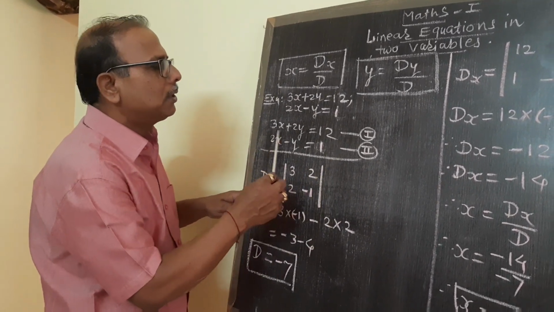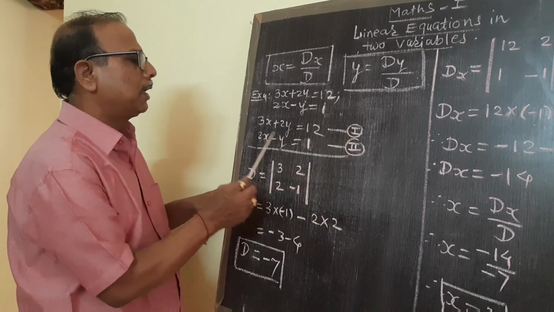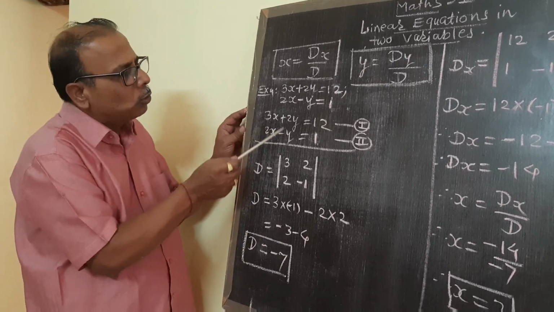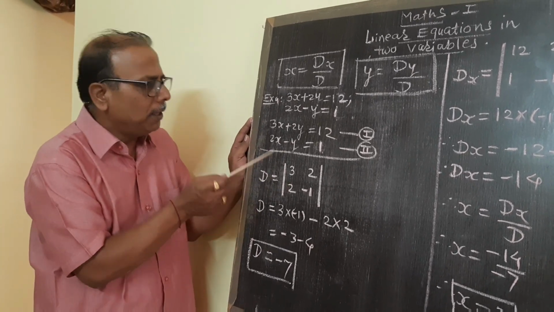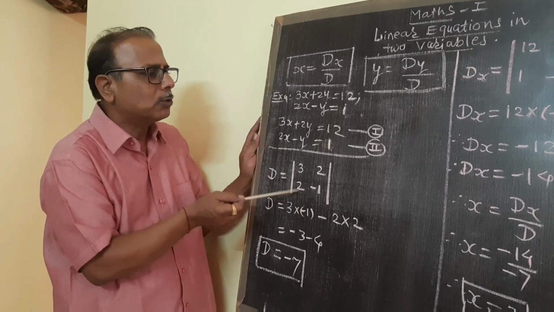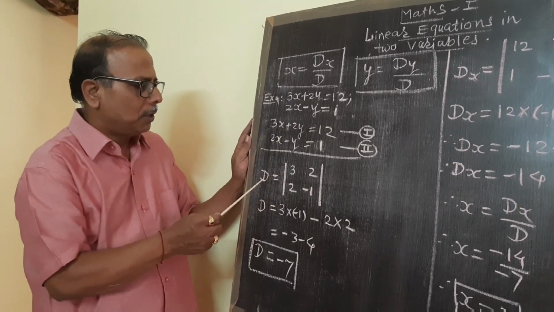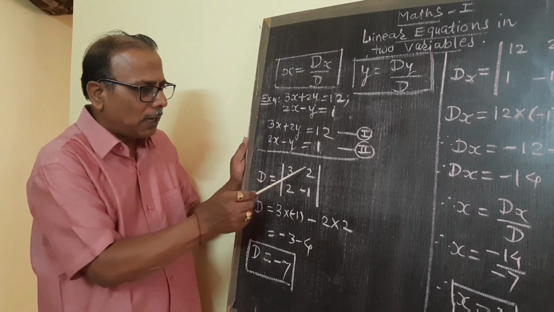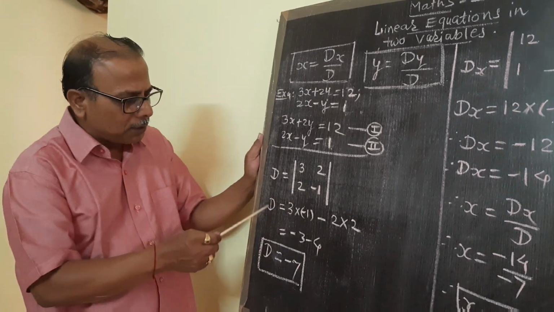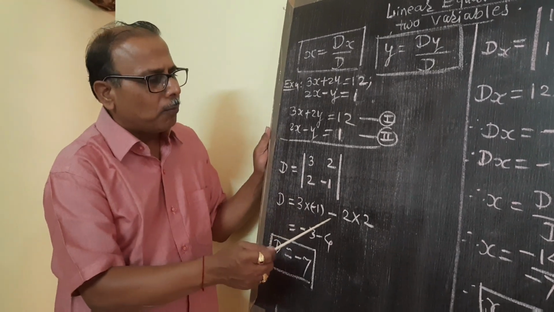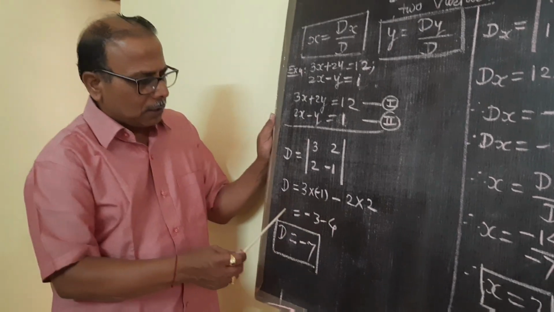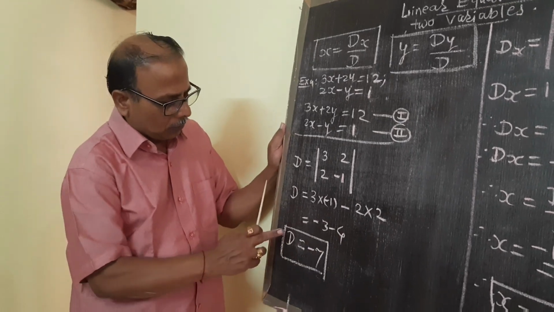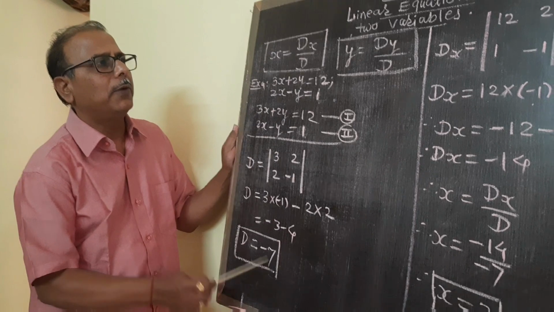First, write down the given equations, equation first and second like this, one below the other. So we'll get here columns and rows automatically. So 3, 2 is the first column and 2, minus 1 is the second column. So we can write the determinant d using these two columns, 3, 2 and 2, minus 1. So we'll get here value of this determinant 3 into minus 1 minus 2 into 2, that is equal to minus 3 minus 4, and therefore the value of d is minus 7.